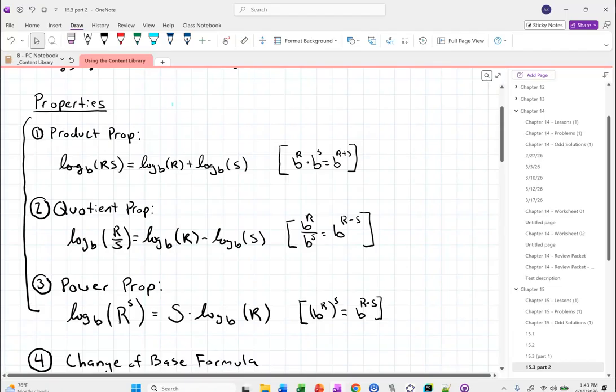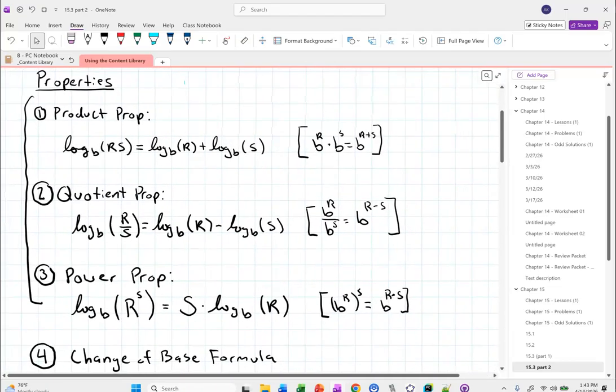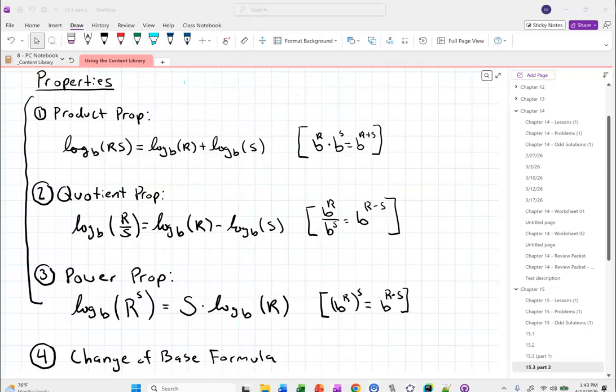So we have 4 properties of logarithms. We name those the product, quotient, and power properties, and then the 4th one is the change of base formula. What the product property says is that if I have multiplication inside my logarithm, that changes into addition of the 2 logarithms.